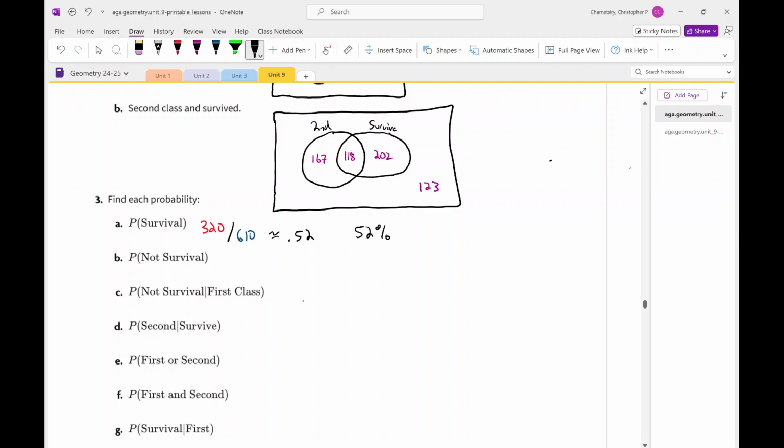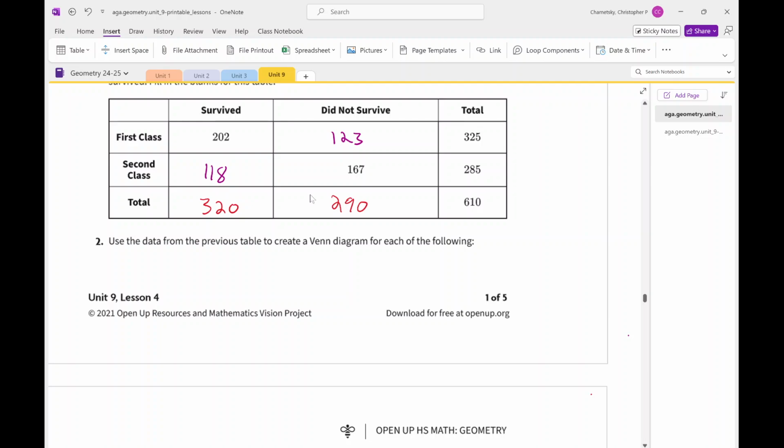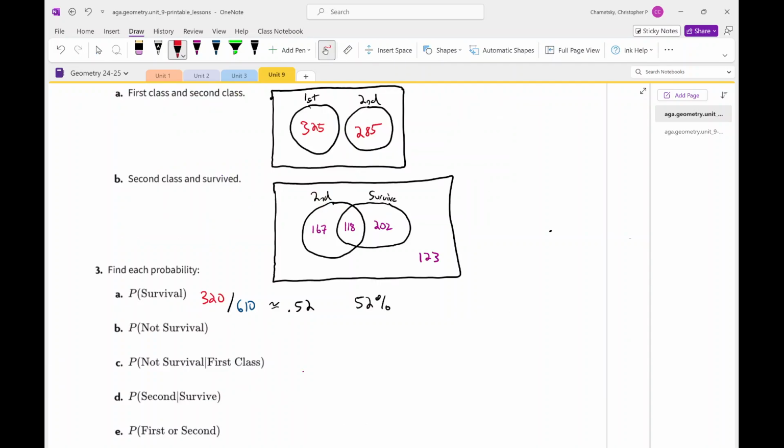The percentage of not surviving is 290 out of 610. Which is about 0.475, or about 48%. Okay, and that makes sense because those two need to add up to 100.